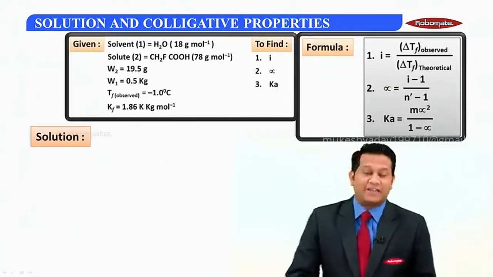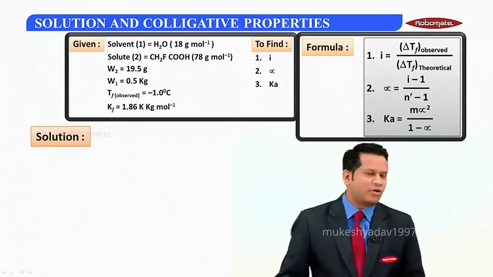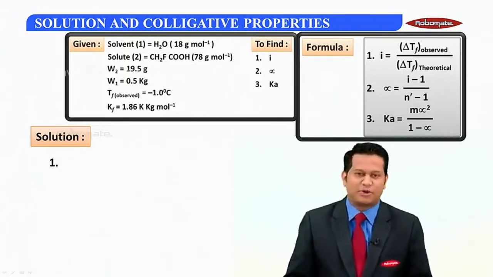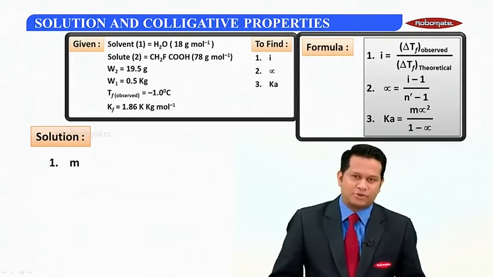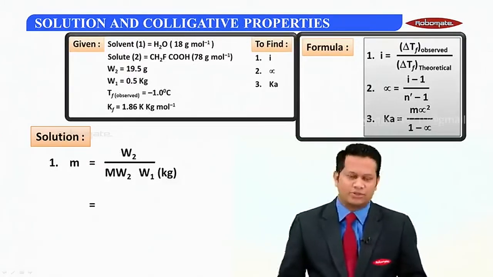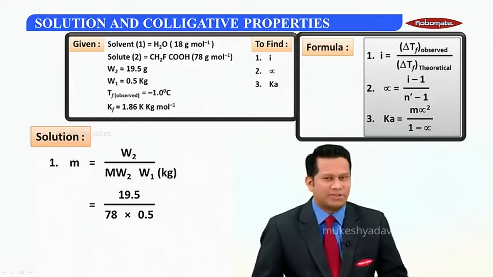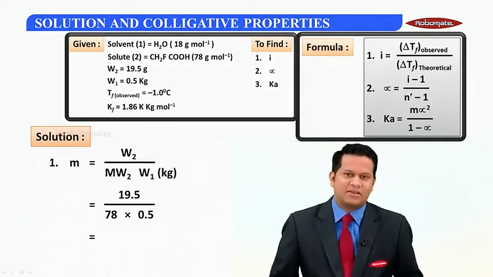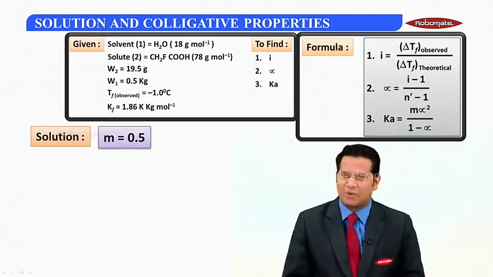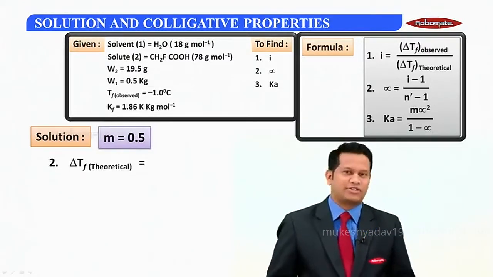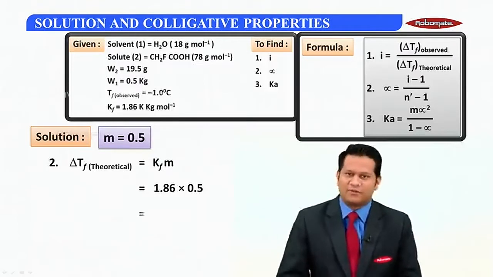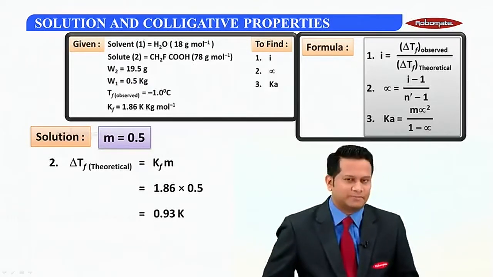In order to find i, I require ΔTf observed and ΔTf theoretical. To find ΔTf theoretical, I require Kf and m. Kf is given as 1.86. We need to first find small m. Small m will be W2 upon MW2 into W1. We have the values of MW2 and W1, so we substitute: 19.5 upon 78 into 0.5, and the value of this is 0.5. So now we know the molality. Now we find ΔTf theoretical, given by the formula Kf into m, that is 1.86 into 0.5, which is equal to 0.93 Kelvin.